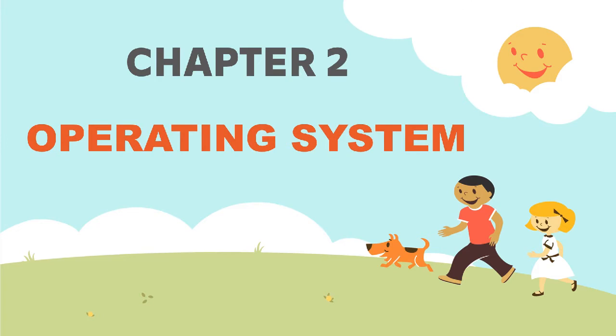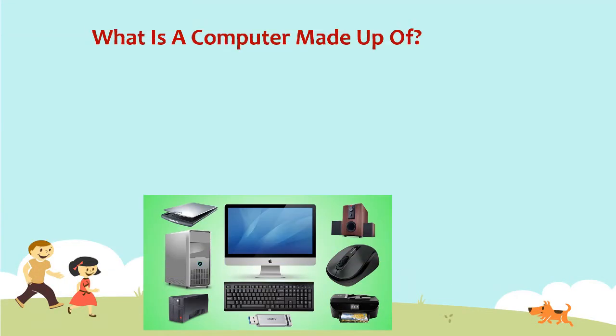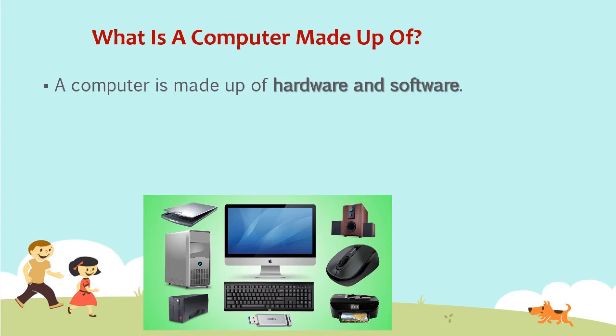Chapter 2, Operating System. Before we start, we'll see what a computer is made of. A computer is made up of hardware and software. Do you know what hardware and software are on a computer?